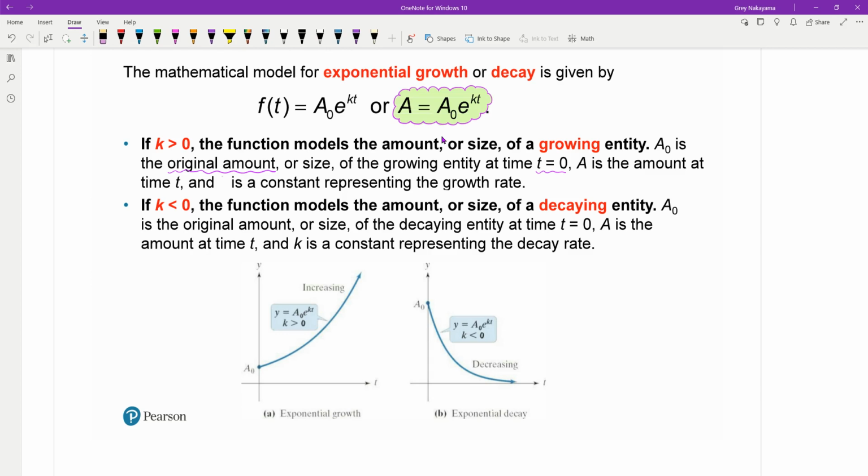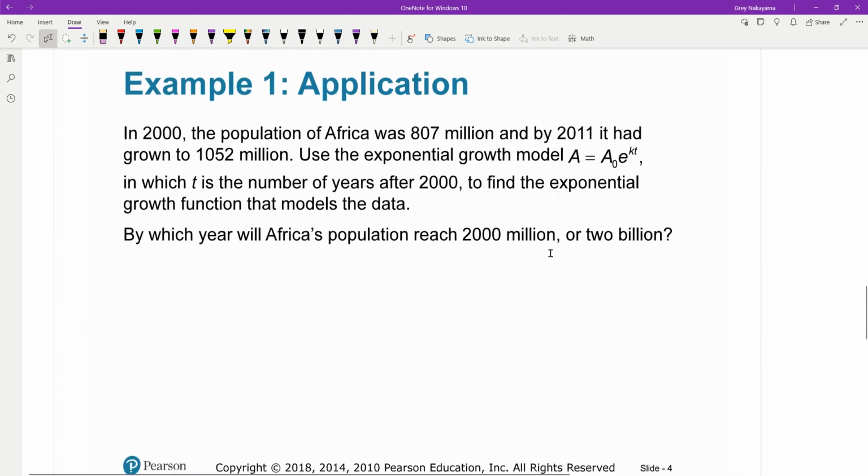And if k is positive, it's representing the growth rate. If k is negative, then it's representing that decay rate. All right, look at these examples.